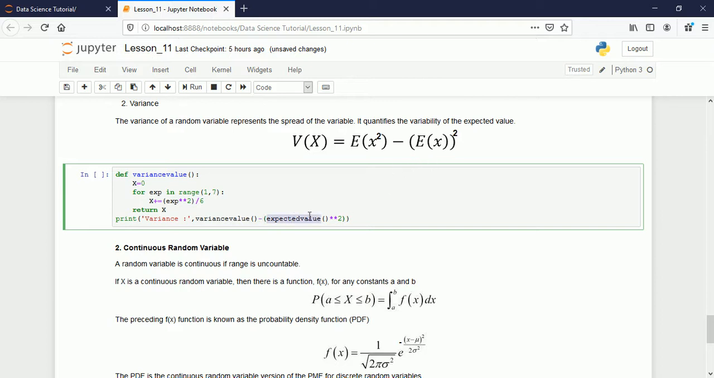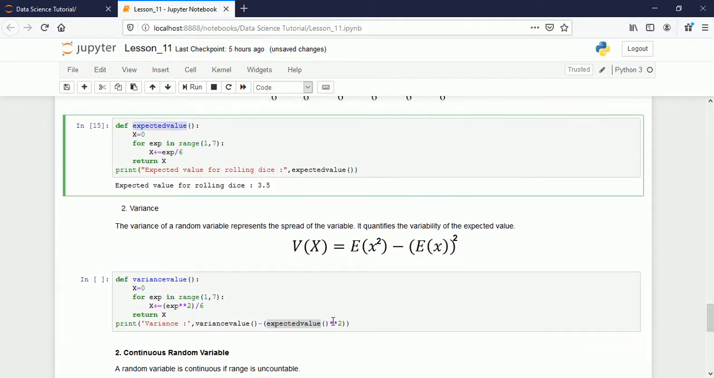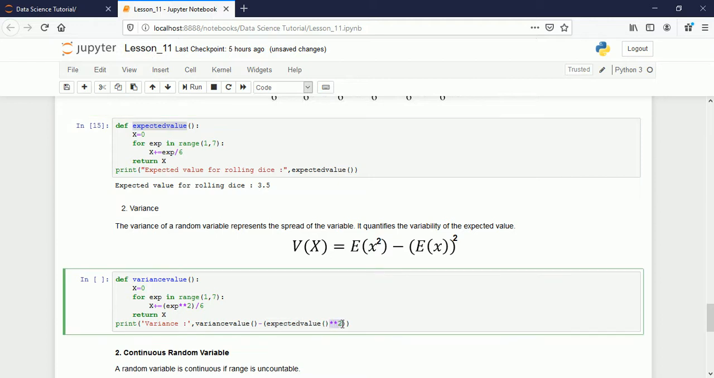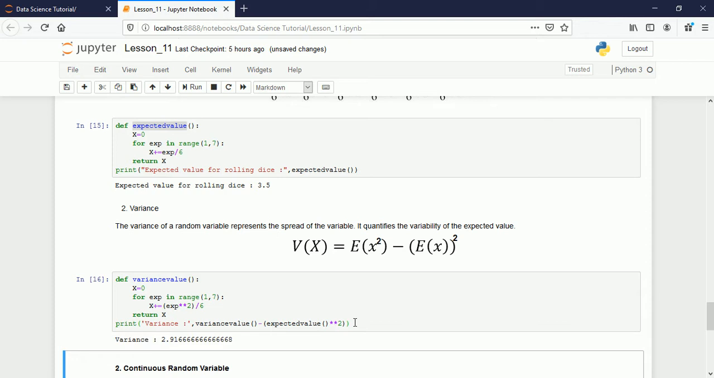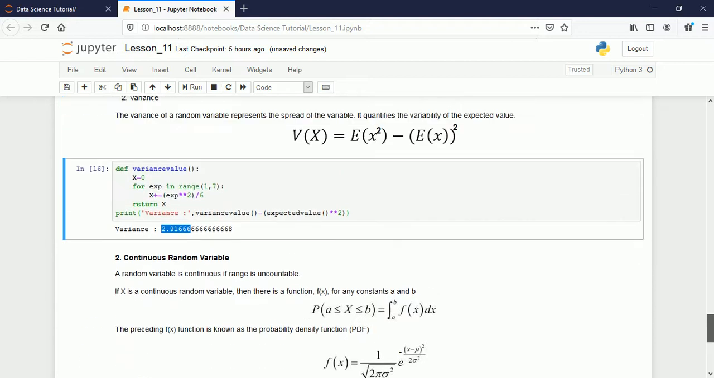For the expected value, I have already written a function here, I am just calling this function. This is finding the expected value, but here I have to square it, the whole square, and that is giving me the result, and the result is 2.92. So that is called the variance.